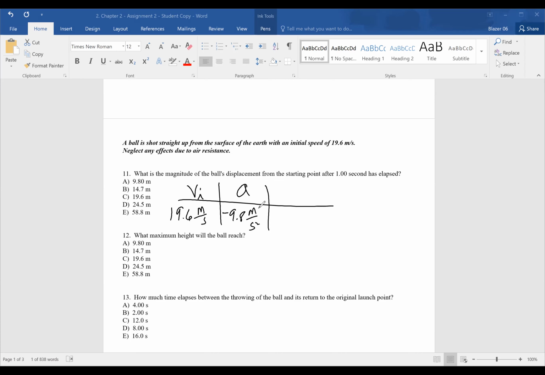So this one says, what is the magnitude of the ball's displacement from the starting point after 1 second has elapsed? So now my time is 1 second, and it wants me to find the displacement. In other words, what is y? A ball is shot straight up. I'm looking for y. So now, what is my equation?